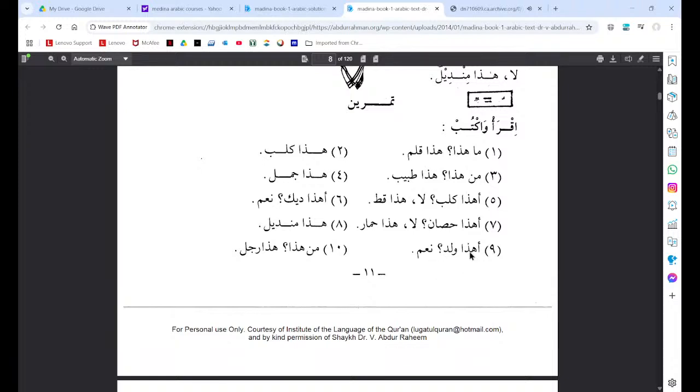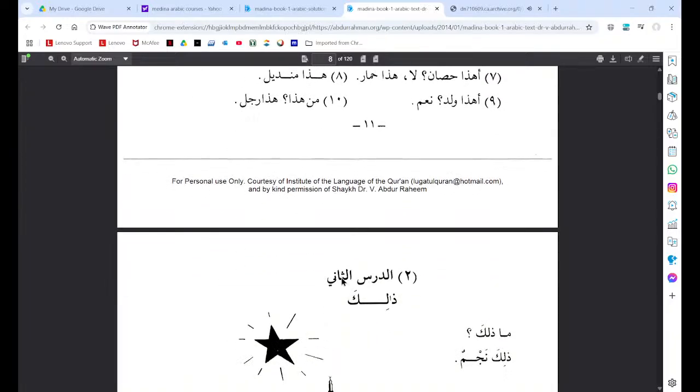Okay, so as I mentioned before, in some cases they do not put the little dagger alif. But remember, it's understood that هذا is pronounced هذا and not هذا. هذا. Okay. من هذا؟ هذا رجل. Okay. Who is this? This is a man. This is a man. Okay.